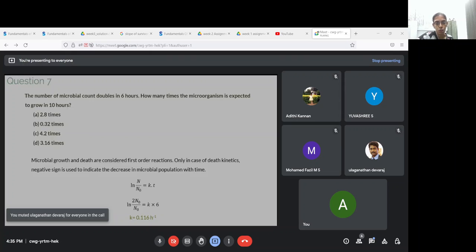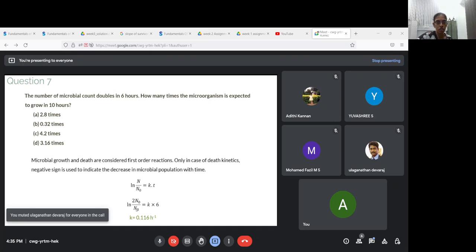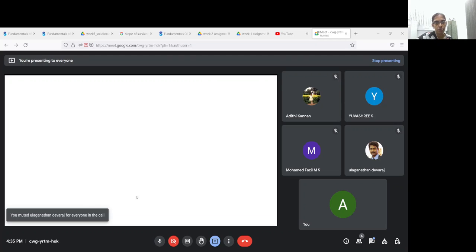Now you can substitute k back in this equation, and with time t equal to 10 hours, you can calculate N by N naught. Substituting the k value back, ln(N by N naught) is 0.115 into 10 hours. If you take the anti-log of this, you will get somewhere around 3.16. So your current bacteria is about 3.16 times higher in amount compared to the initial concentration. The growth is around 3.16 times, so the answer to this question is option D.